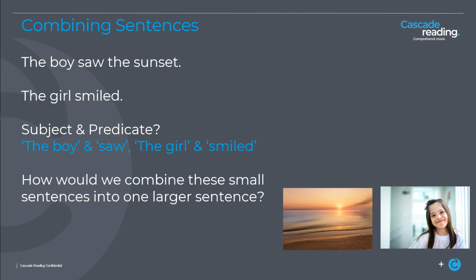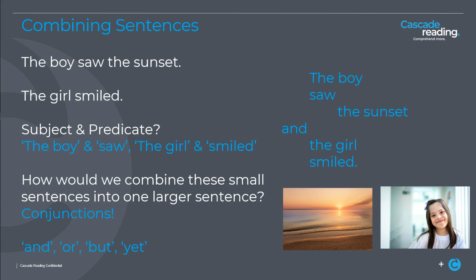How could we combine these small sentences into one larger sentence? We can use conjunctions to do that. Remember that conjunctions include words like and, or, but, or yet. So for example, the boy saw the sunset and the girl smiled. We can combine both of these actions into one single sentence. And notice now that the entire sentences are what's being aligned by the word and.